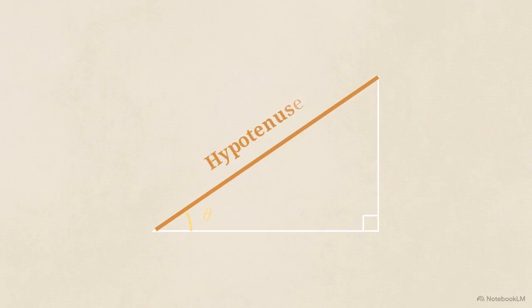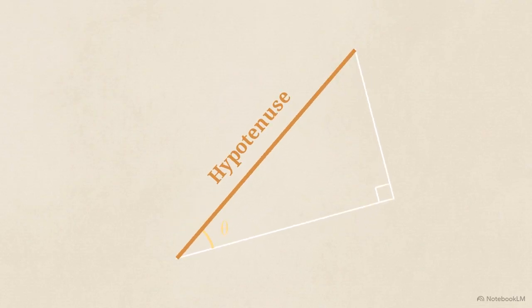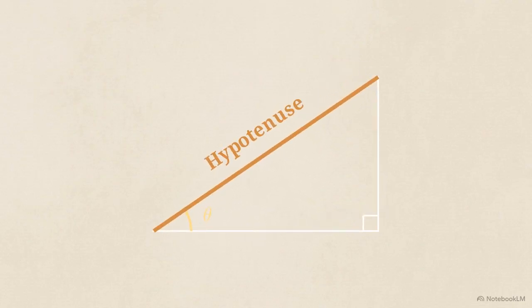To start, we need a consistent perspective. We'll pick the corner where the slide meets the grass and mark it with this symbol, called theta. This is our anchor point for every measurement we take. From our spot at theta, the longest side of the triangle, the part you actually slide down, is called the hypotenuse. No matter how you turn the triangle, the longest side always keeps this name.